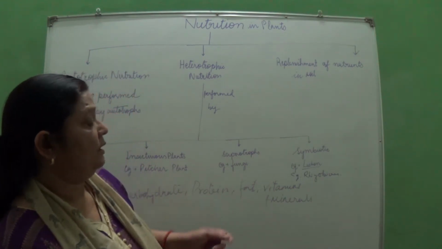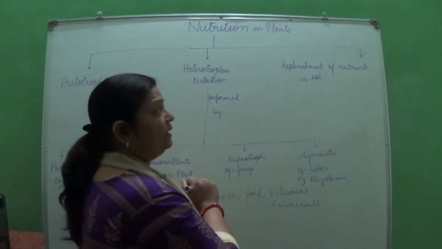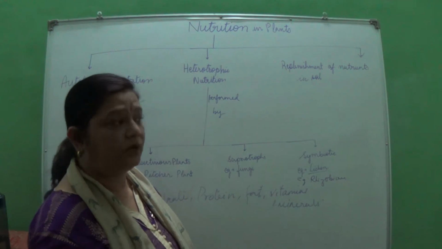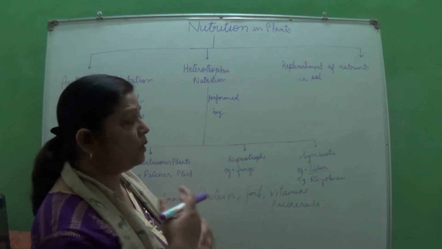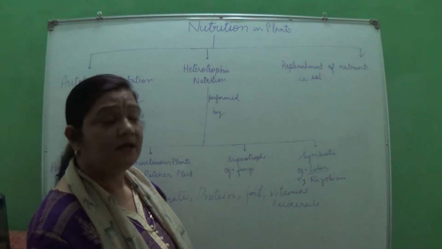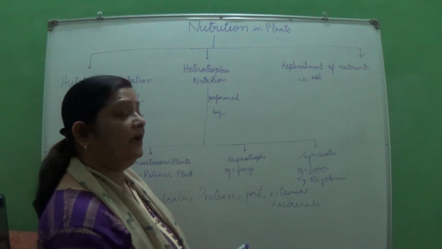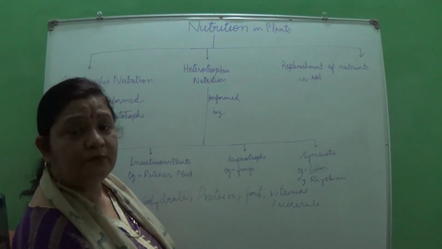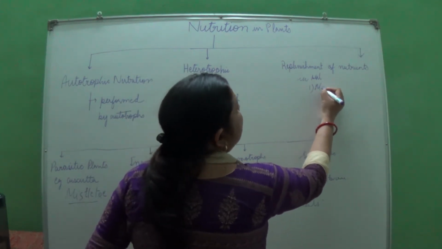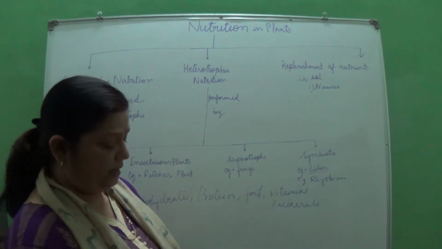Okay, so now how are the nutrients replenished in the soil? How can we increase the fertility of the soil? If plants are grown one after another on the same soil, the nutrients get decreased, and as a result we need to improve the quality of the soil by adding nutrients. So how do we do that? First, we add manures. In manures, we are adding animal waste.